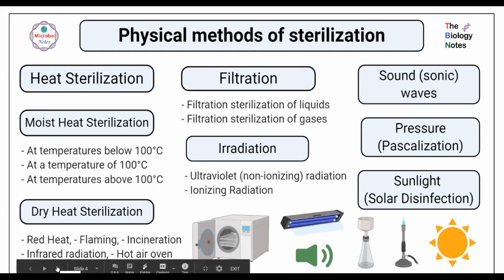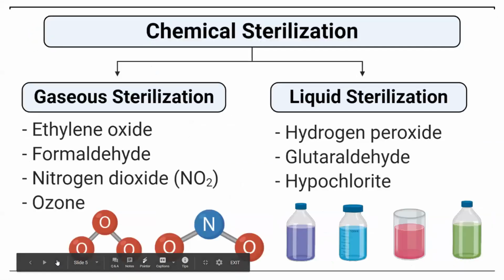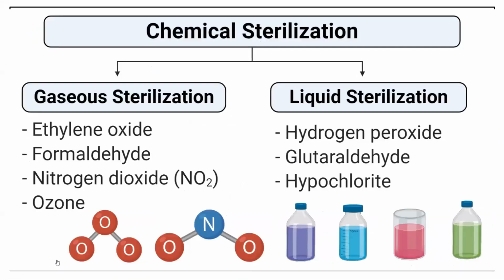Okay. Next is we'll discuss in brief chemical sterilization. So chemical sterilization is further classified as gaseous sterilization and liquid sterilization. This classification is only because where we use gases for sterilization is known as gaseous, and where we use liquids is known as liquid sterilization. So we have examples of ethylene oxide, formaldehyde, nitrogen dioxide, ozone, as the gaseous sterilizing agent and hydrogen peroxide, hypochlorites as the liquid sterilization agents.